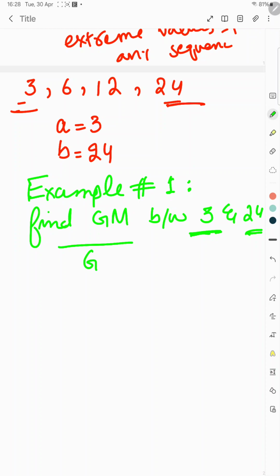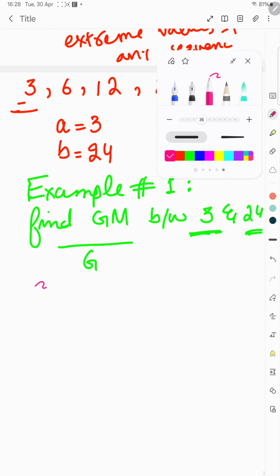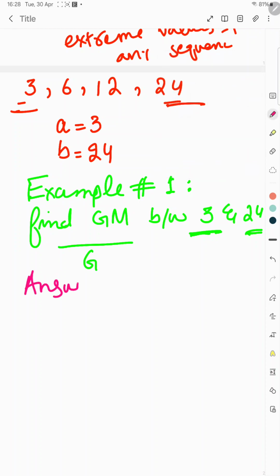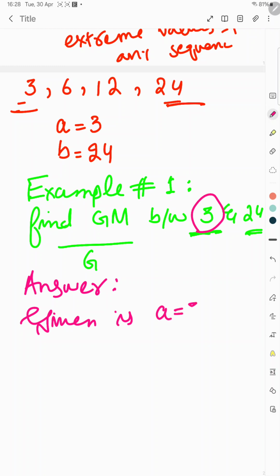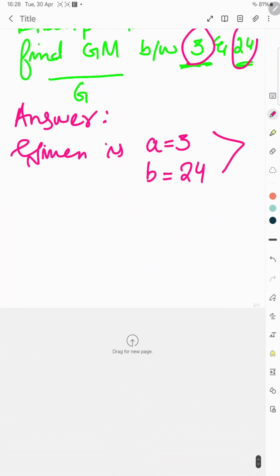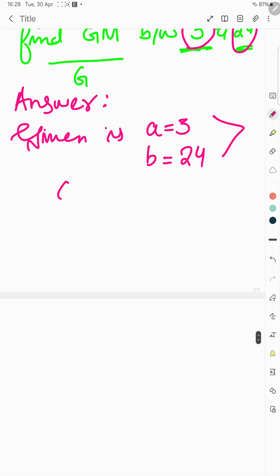So how will we solve it? I will start the answer here. Given is the value of the smaller number, which is a is equal to 3, and the greater number b, so b is equal to 24. So these both values are given and we have to find geometric mean. So we have to find capital G.